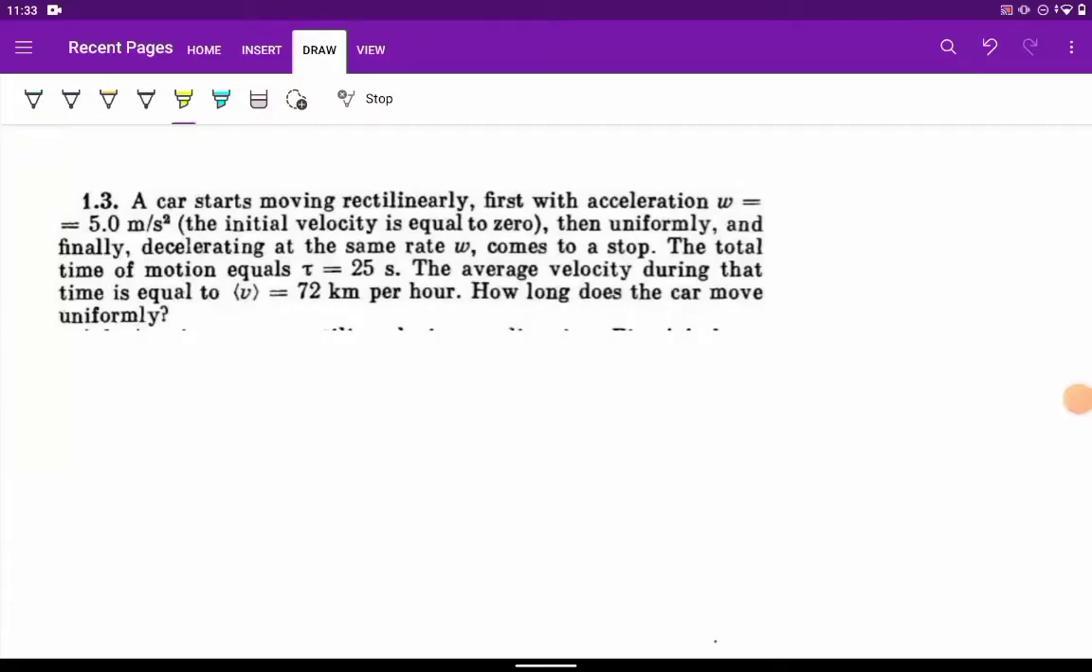Okay, so in this problem, a car starts moving rectilinearly. Rectilinearly means in the same direction, in a single direction. So first with an acceleration. Okay, so this is an acceleration.